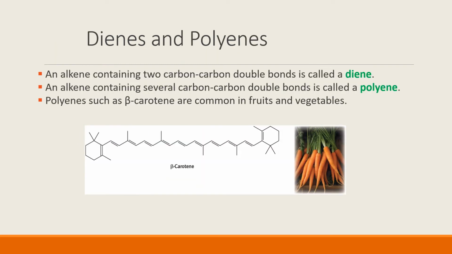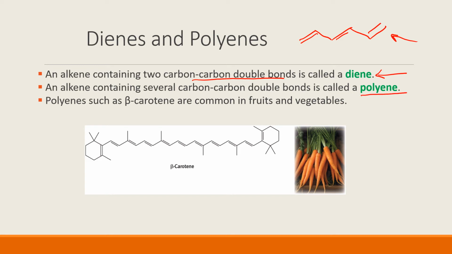As we learned that alkenes are those hydrocarbons which contain a double bond. In some cases, we may encounter an alkene which may have more than one double bond as shown here. So in this example, we have 3 double bonds present within the hydrocarbon. So an alkene which contains at least 2 carbon-carbon double bonds is known as a diene, and if an alkene contains several carbon-carbon double bonds, it is called polyene.